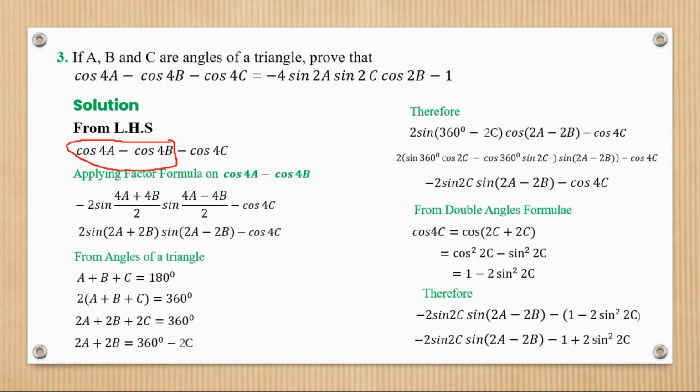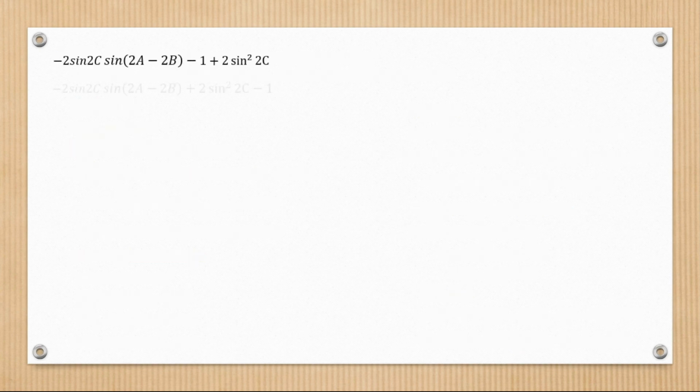Alright, so we're going to collect this like term. We bring this closer to that, taking the minus 1 to the other side. Now we can pull out of brackets, factorizing out the 2 sin 2C, and inside the bracket we remain with negative sin (2A plus 2B) plus sin 2C.